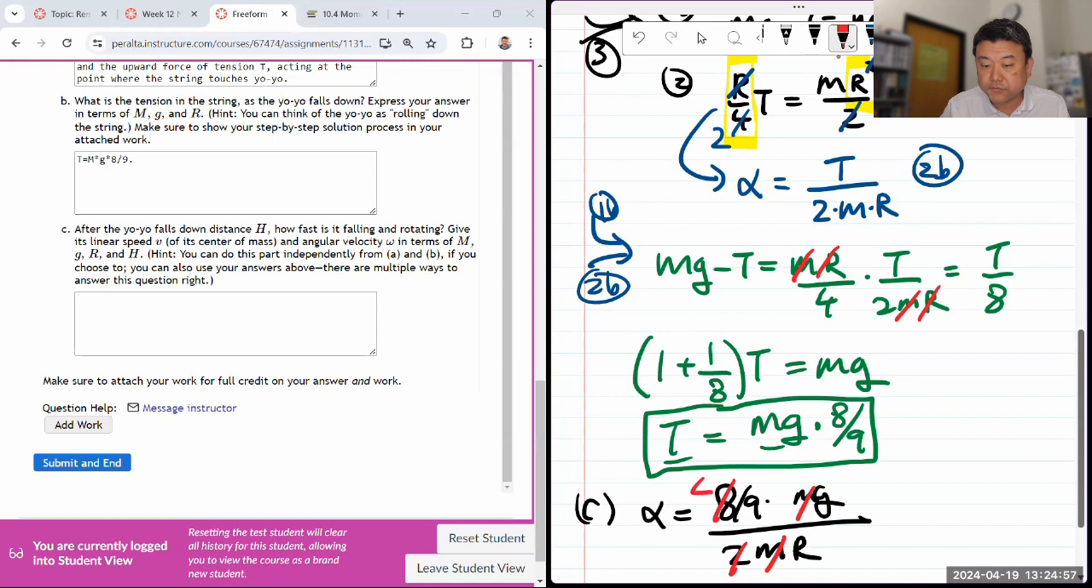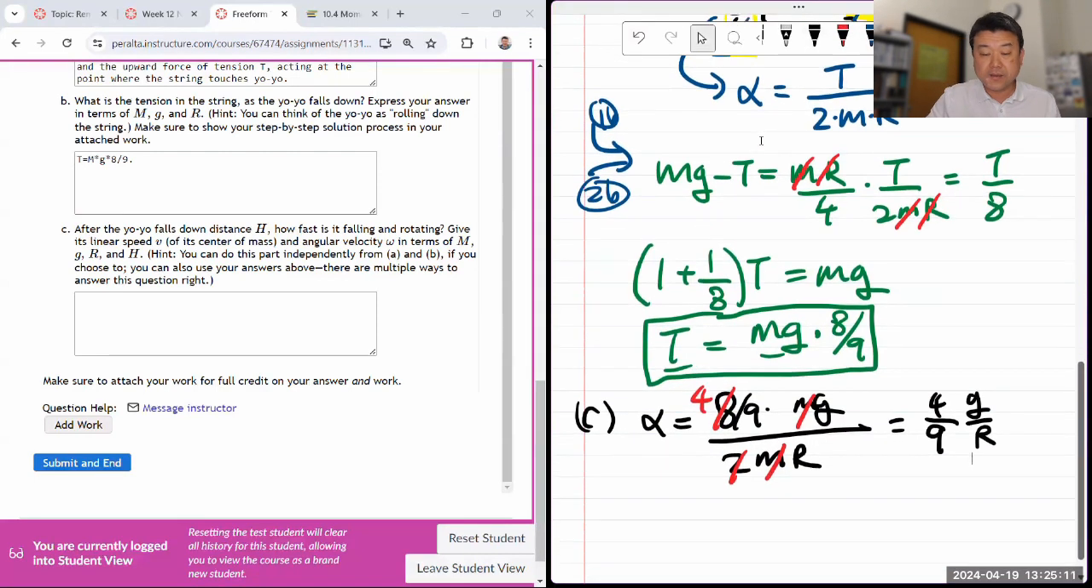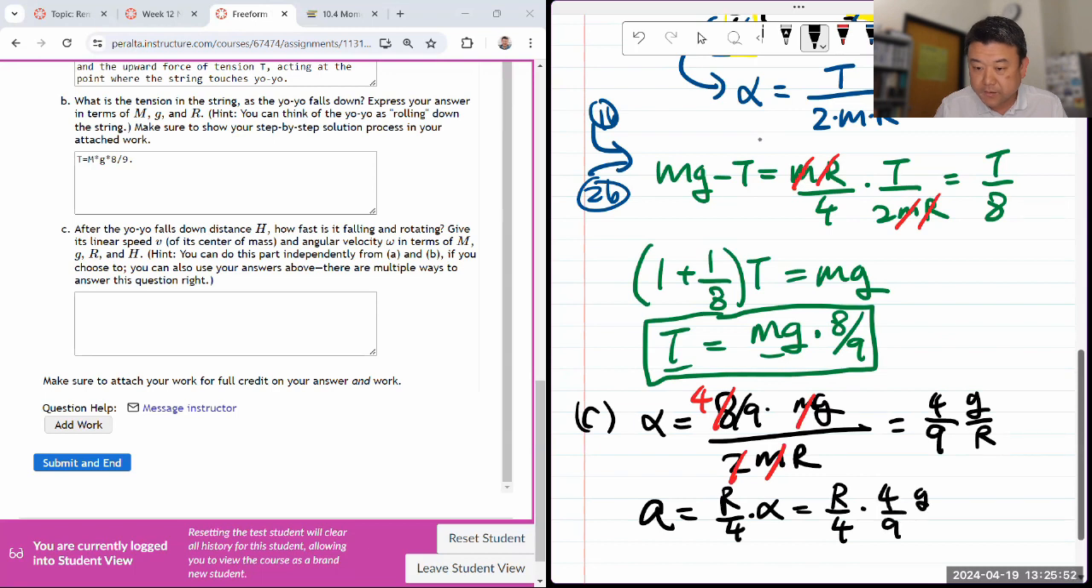The 2 cancels a factor of 2 there for 4 over 9. So that's equal to 4 over 9 g over r. And I think the units are right. With that being alpha, A is equal to the radius, r over 4, times the angular acceleration. So r over 4 times the angular acceleration, 4 ninths g over r. The 4s cancel, the r's cancel, so I get the acceleration of g over 9.